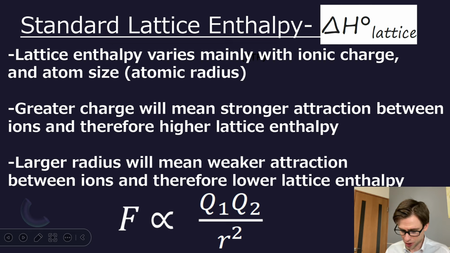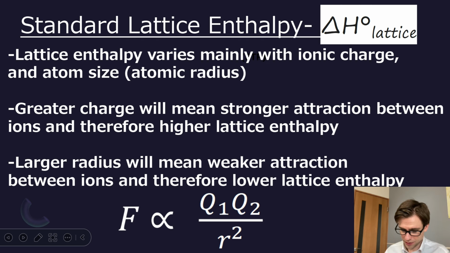So greater charge, greater Q1 and Q2, will make this force higher. That's going to require more energy to separate. Also, larger radius will mean weaker attraction between ions and therefore lower lattice enthalpy. R gets bigger on the bottom here, F gets smaller.